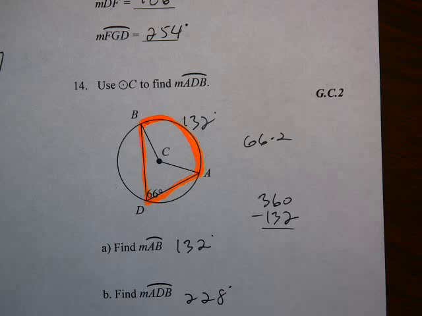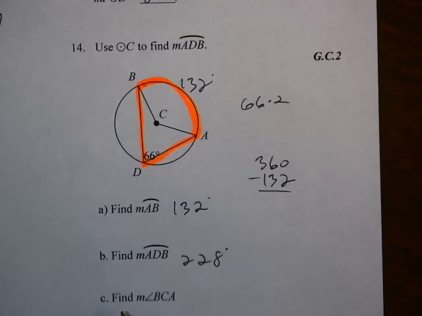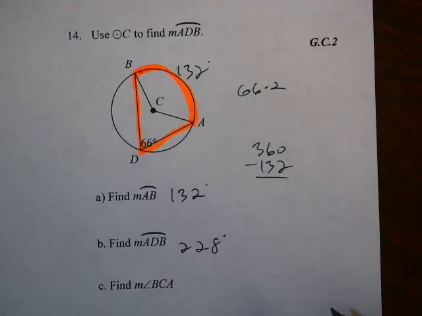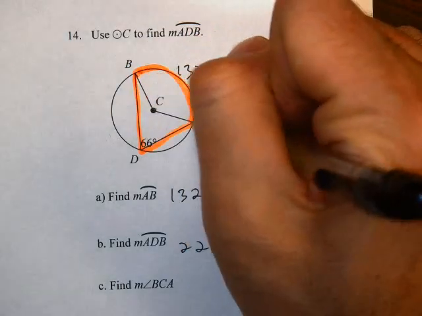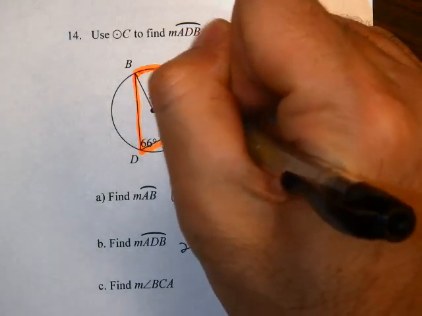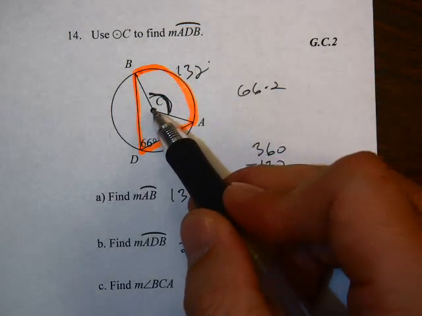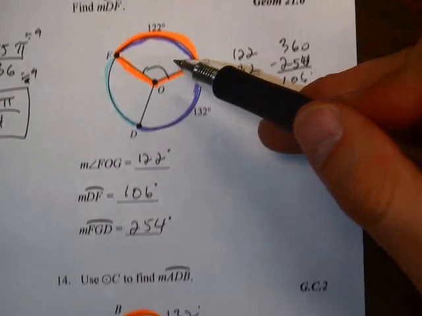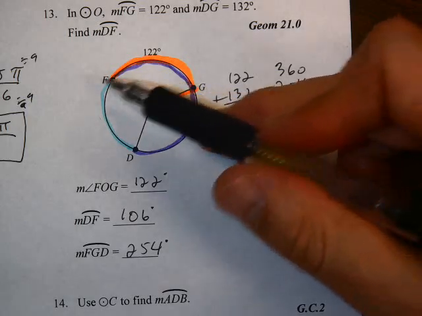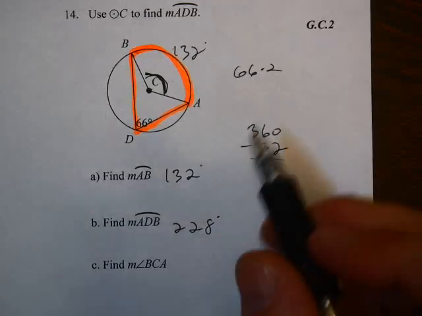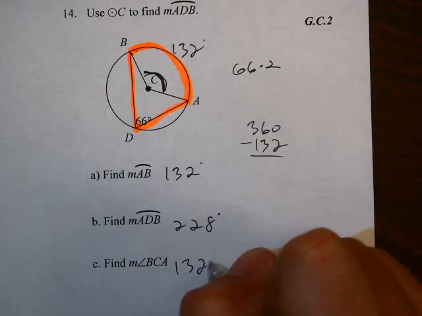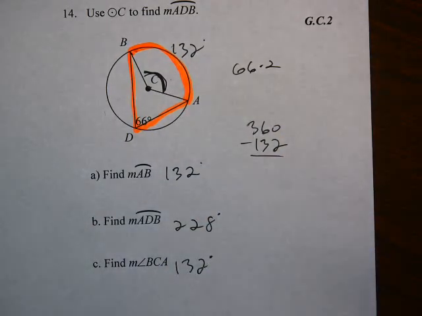The last thing it's asking us to find is the measure of angle BCA. Angle BCA is this central angle right here, which again goes out to 132. Remember, the central angle, like this one, is exactly the same as the arc. So here we don't have to do anything to the 132. It's the same as that arc right there, 132 degrees.